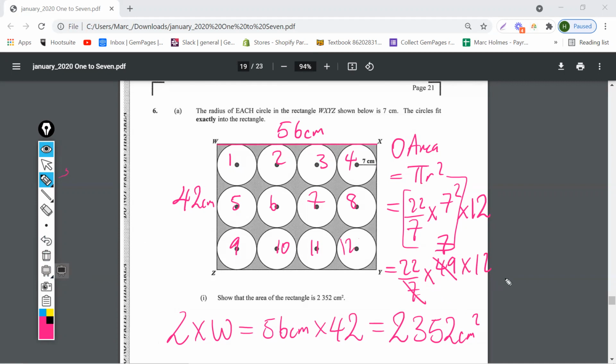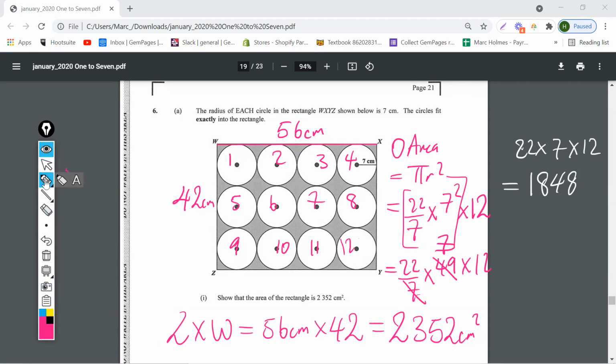I need to find 22 times 7 times 12. And this would give me some big number. Let me use my calculator. 22 times 7 times 12. Okay, so that would give me 1848. Cool.